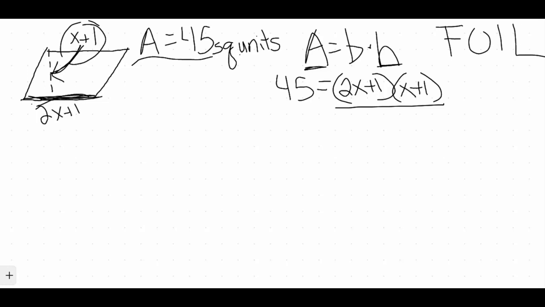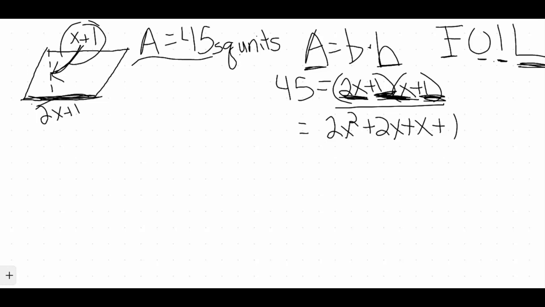So FOIL method, we start with F, so that means first times first. 2x times x gives us 2x squared. If you need a review on the FOIL method or multiplying polynomials, go see some of the other videos that I have on multiplying specifically if you need to freshen up on that. Otherwise, continuing here, O stands for outside, so that would be the 2x and the 1. So 2x times 1 is just a 2x. Next, we have the I, which represents these inside terms there. 1 times x is just an x. And then L stands for last, which is the last position in each one of these. 1 times 1 is a 1.